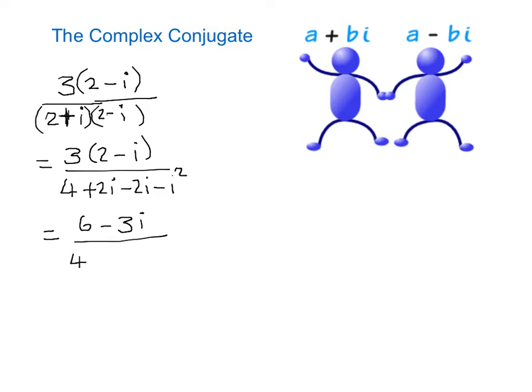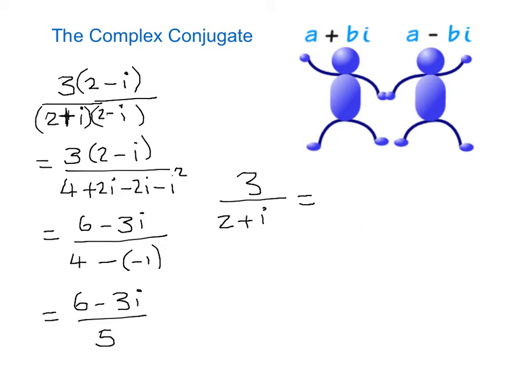The plus 2i and the minus 2i cancel out, they always will, that's the point. And we've got minus i squared, and i squared is defined to be minus 1. So altogether we've got 6 minus 3i over 4 plus 1, which is 5. So this has allowed us to write the complex number 3 over 2 plus i in its more simple form, 6/5 minus 3/5 i.